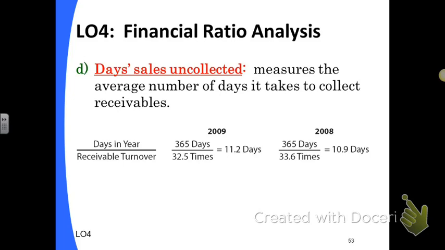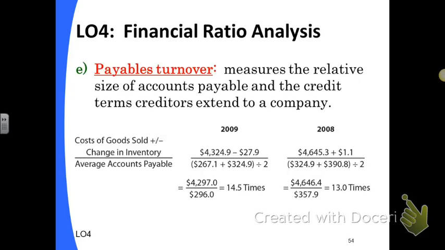And in this particular case, we turned over our payables 14.5 times versus 13 times. And so in this particular year, this resulted in us using slightly more cash from one year to the next because we turned over our payables that much more quickly.